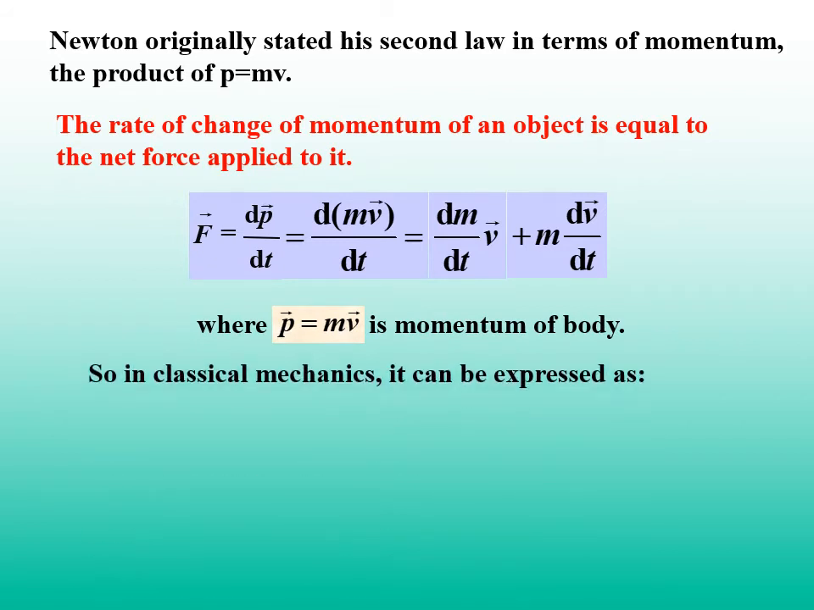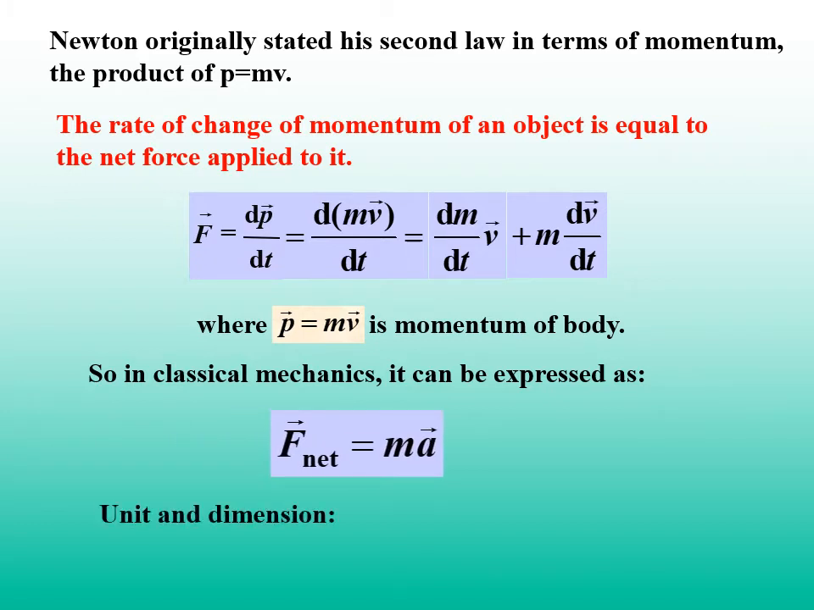At low speed, the mass of an object does not change with time. So we have the net force equals m a. In the metric system, the unit for force is the newton. 1 newton is equal to 1 kilogram times meter per second squared.